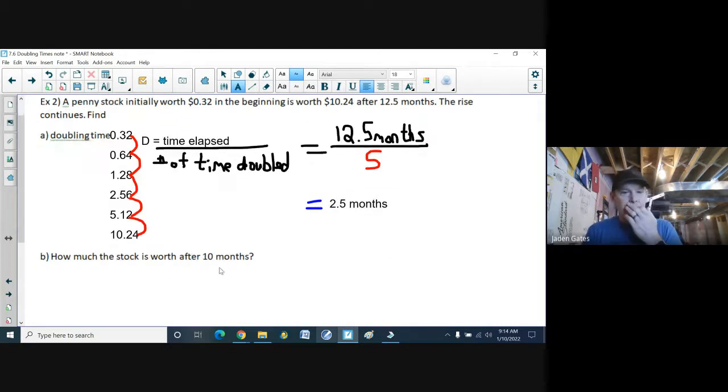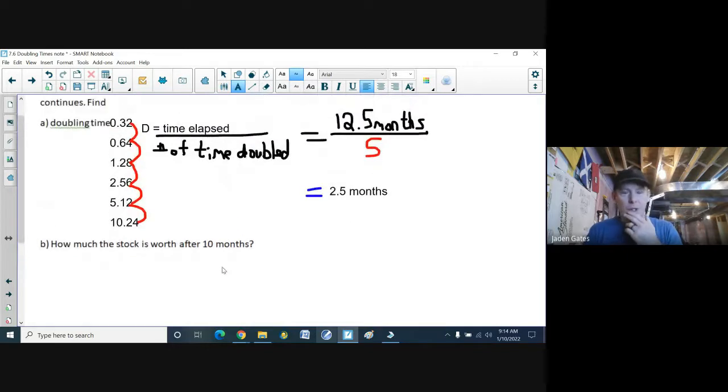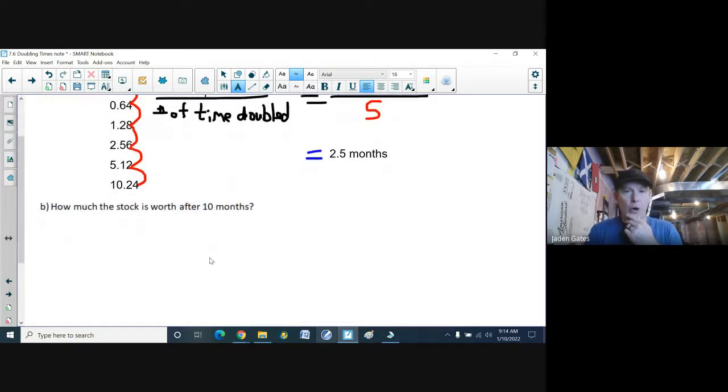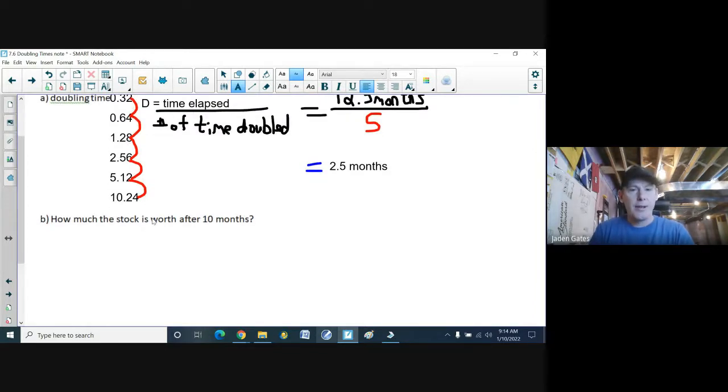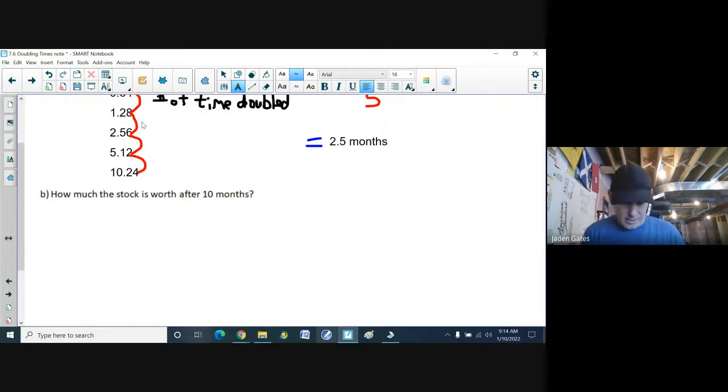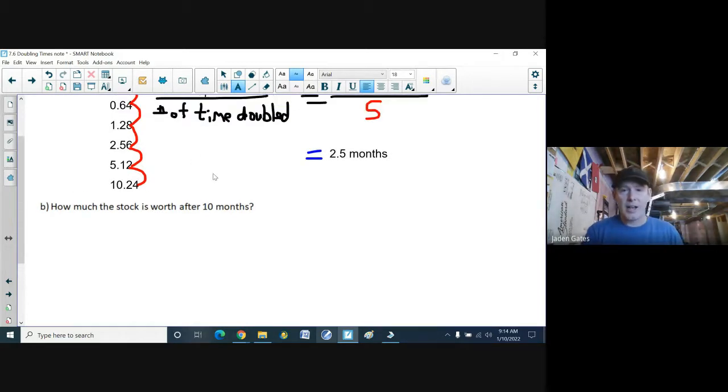Okay. Now it says how much is the stock worth after 10 months? So I'm going to see if this 10 is divisible by 2.5, because if it is, I can just do it the old school way here, the straight chart way. And so if I take 10 and divide, I do get a nice number. I take 10 and I divide it by 2.5, I get 4. So I can just do it the straightforward way.